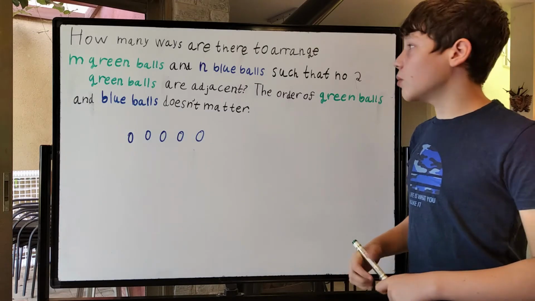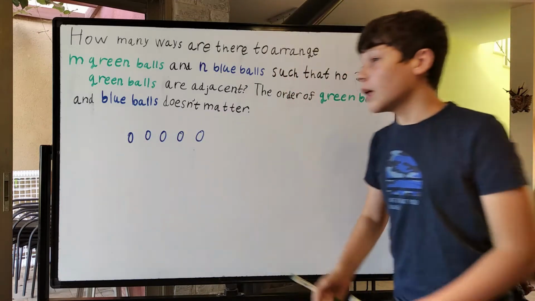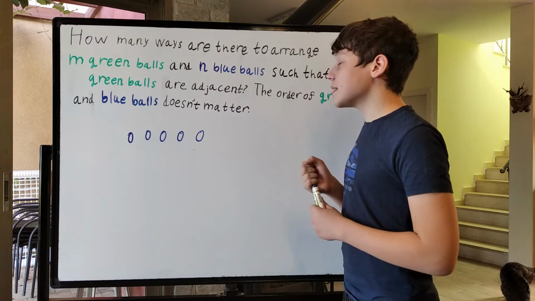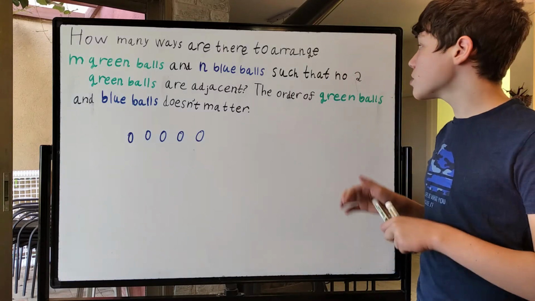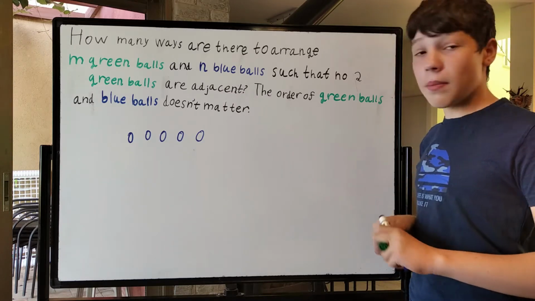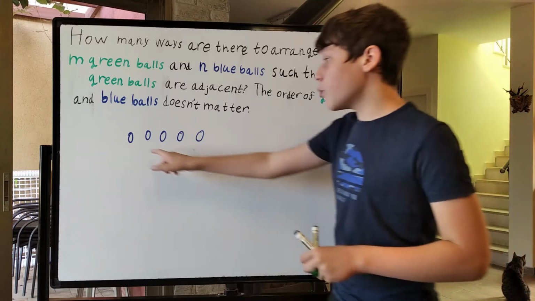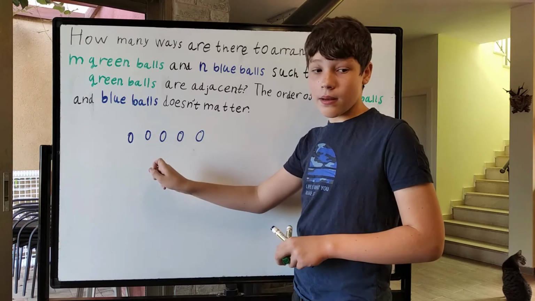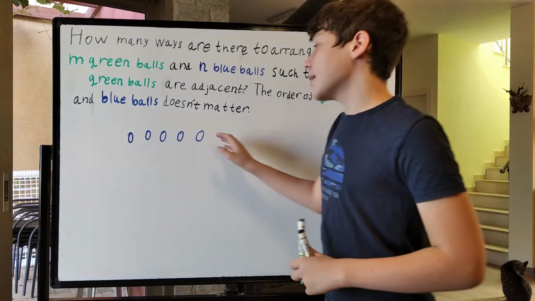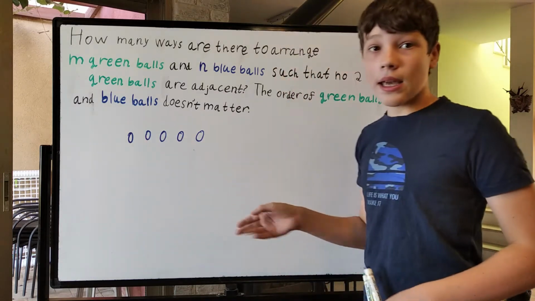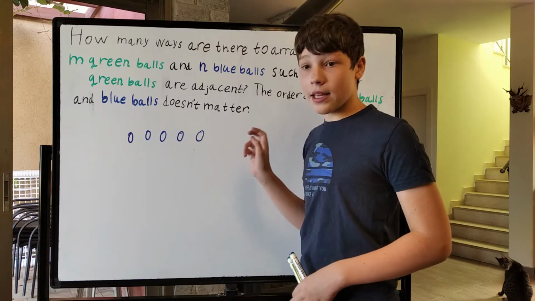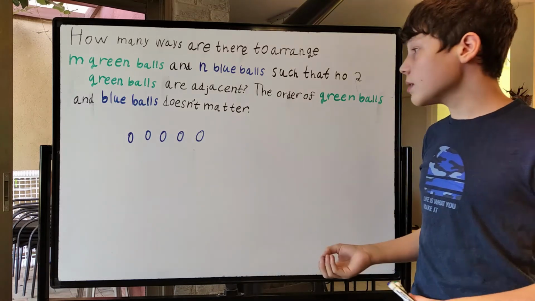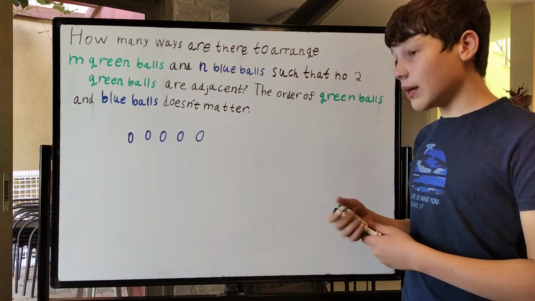So let's begin. We have n blue balls, and we want to arrange the green ones. Let's see how many spots there are for the greens to take up. If we have a green here, there can be another green here. So we can think of this as this spot being taken. No two greens can be in the same spot, because then they would be adjacent. But if they're not in the same spot, they would be separated by a certain amount of blue ones, and so it will be allowed.